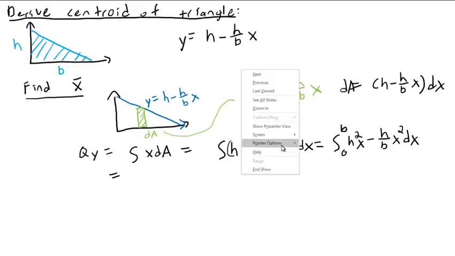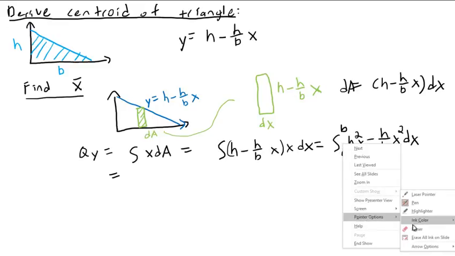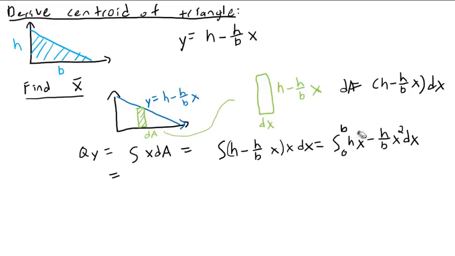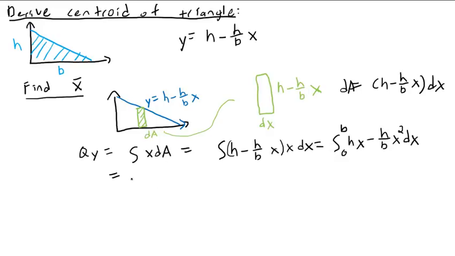Okay, that makes me feel better. Yeah, we need to distribute the x first. So it's actually just h, isn't it? h x minus h x squared over b dx. That makes me feel better now. Okay, and so now this is h x squared over 2 minus h x to the third over 3b, right? Evaluated from 0 to b, and let's see.